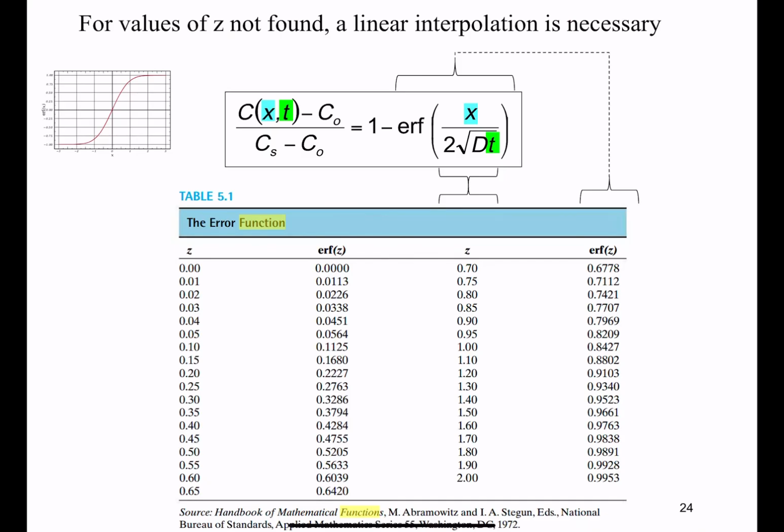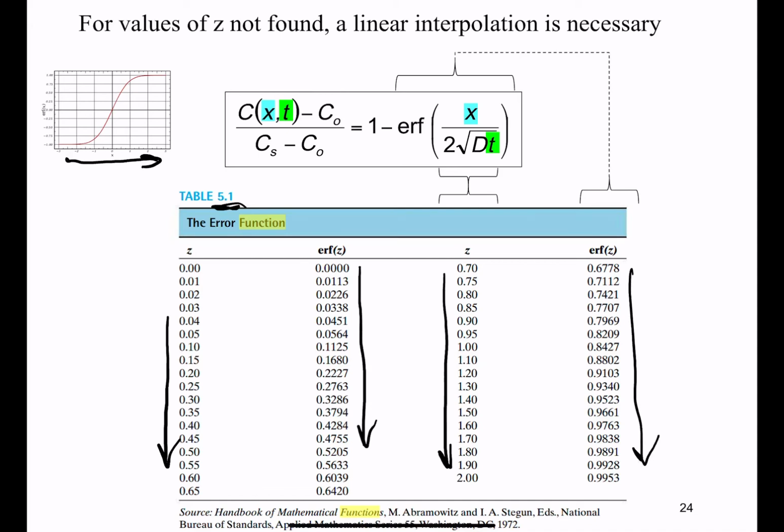So what does all that look like? Here's a table from your textbook, table 5.1. It gives us the x-coordinates for this red curve, and then the y-coordinates for the result of applying the error function per the z that's listed here.